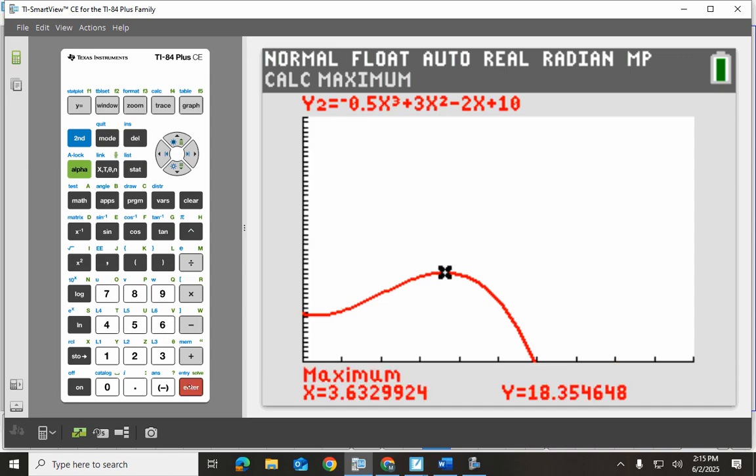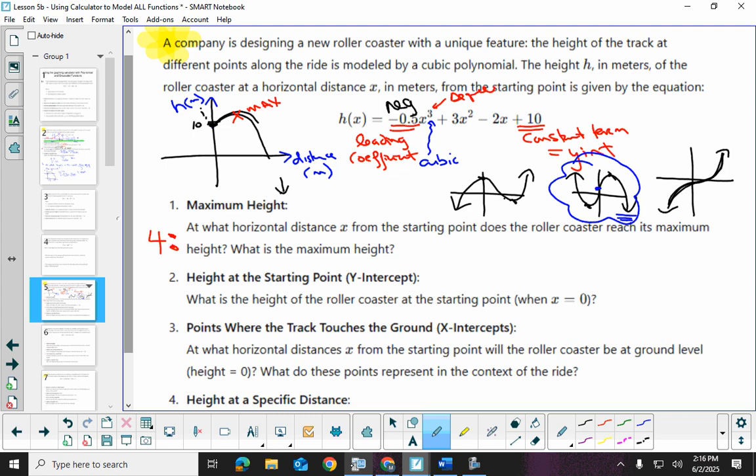So 3.6 meters and 18.4 meters. So it reached its maximum height of 18.4 meters, and it did it 3.6 meters from whatever starting point we're looking at, because they're both in meters, they're both distances. So at what is the horizontal distance? That's 3.6 meters. What is the maximum height? 18.4 meters. Okay.